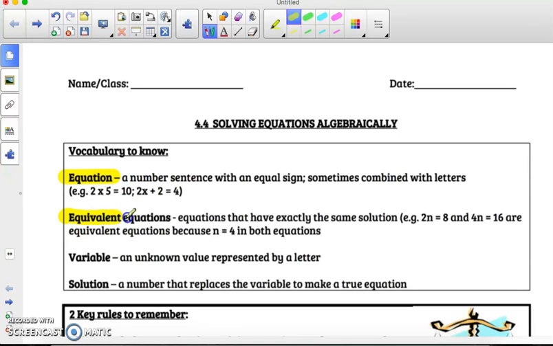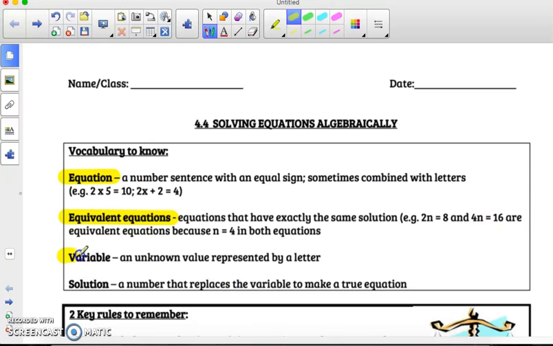The next term, equivalent equations. Equivalent equations are equations that have exactly the same solution. For example, 2n equals 8 and 4n equals 16 are equivalent equations because n equals 4 in both equations. So that means when the variable has the same value in each equation, that means they're equivalent. In this case, n equals 4, so 2n equals 8, and 4n equals 16 are equivalent equations.